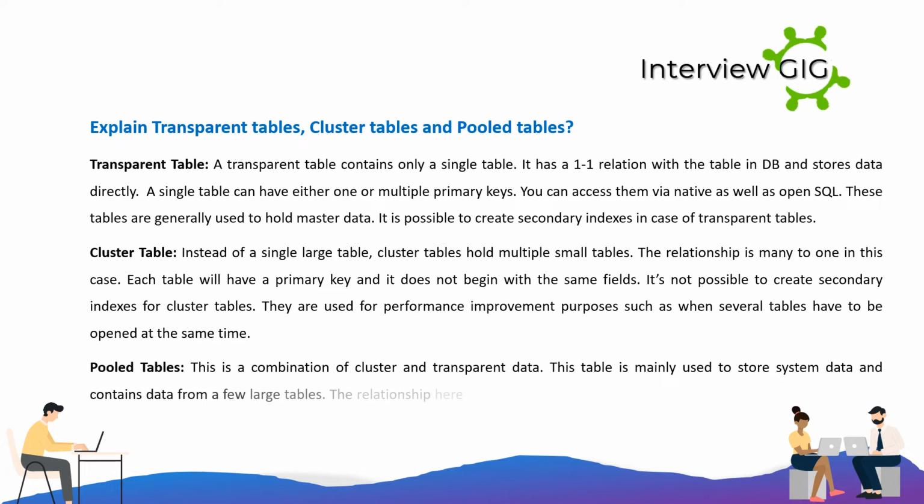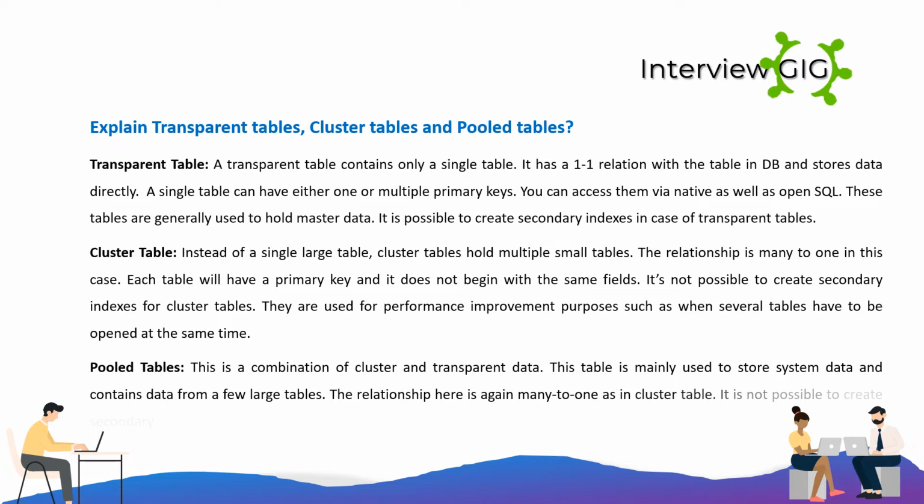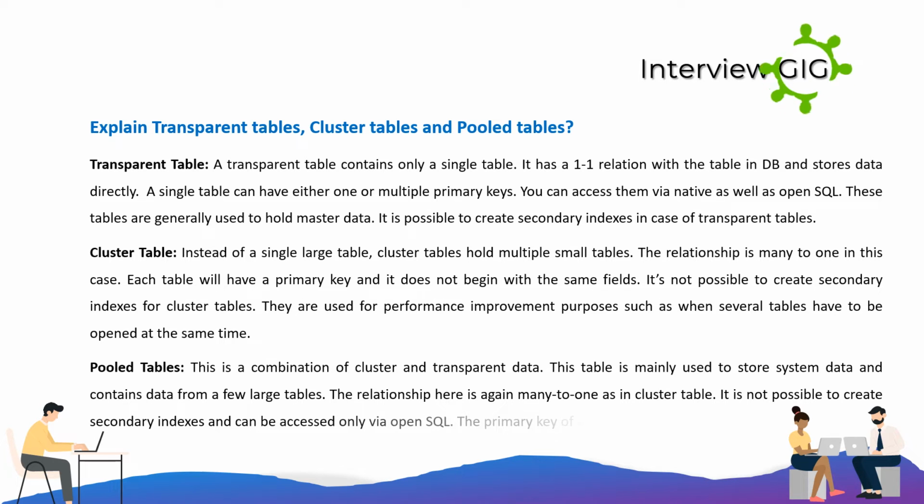Pooled tables. This is a combination of cluster and transparent data. This table is mainly used to store system data and contains data from a few large tables. The relationship here is again many to one as in cluster table. It is not possible to create secondary indexes and can be accessed only via OpenSQL. The primary key of each field begins with the same field as well.